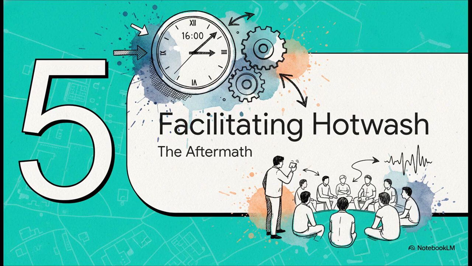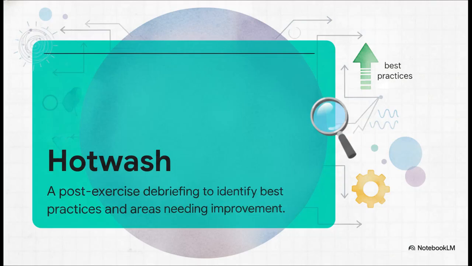Finally, we arrive at Section 5, facilitating the hot wash, dealing with the aftermath. So at 16 sharp, the exercise stops abruptly. Now it's time for the hot wash, which is simply a post-exercise debriefing. Your main goal here is to guide these totally exhausted players through a structured discussion. You have to act strictly as a neutral facilitator, not a critic. You're there to help them identify their own best practices and areas needing improvement, but again, you must avoid injecting your own opinions to prevent evaluator contamination. You just gotta let the players do the talking.